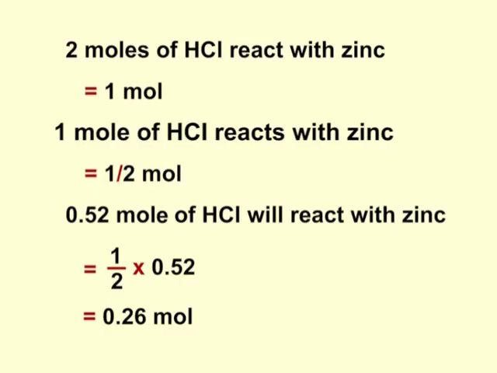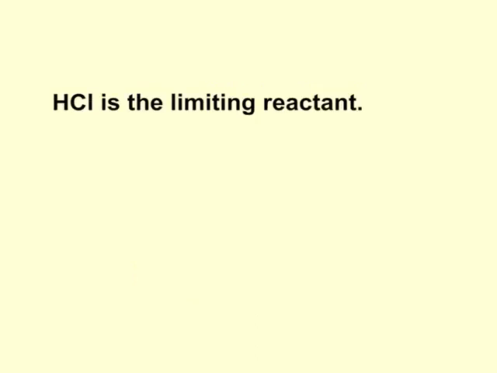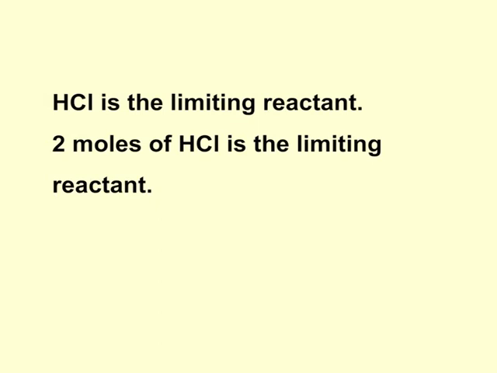Again, 2 moles of hydrochloric acid react with zinc, which is equal to 1 mole. 1 mole of hydrochloric acid reacts with zinc equal to 1 upon 2 mole. 0.52 moles of hydrochloric acid will react with zinc equal to 1 upon 2 multiplied by 0.52, which is again equal to 0.26 moles. As we have 0.30 moles of zinc, therefore hydrochloric acid will react completely, that is HCl is the limiting reactant. We can also say it as 2 moles of HCl, that is hydrochloric acid, is the limiting reactant.